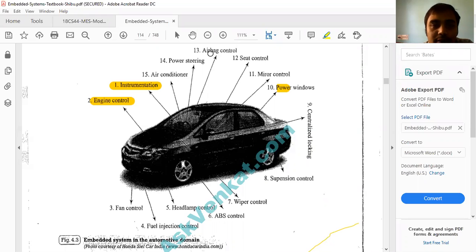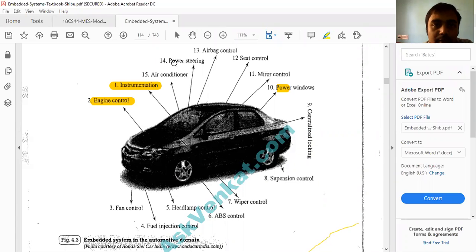Next, airbag control. This is very important, as it helps during an accident, right? There is one sensor present at the front. Depending on the impact, or the intensity of the impact, the airbag will open. That is also one embedded system.